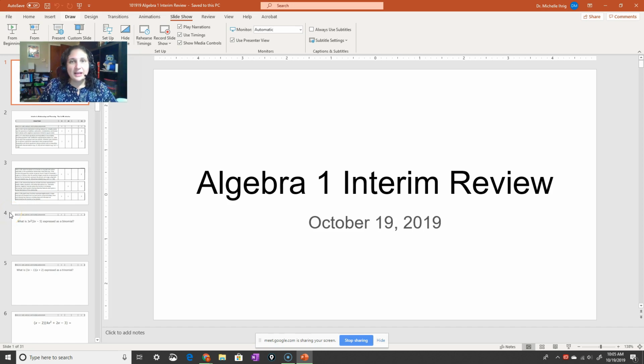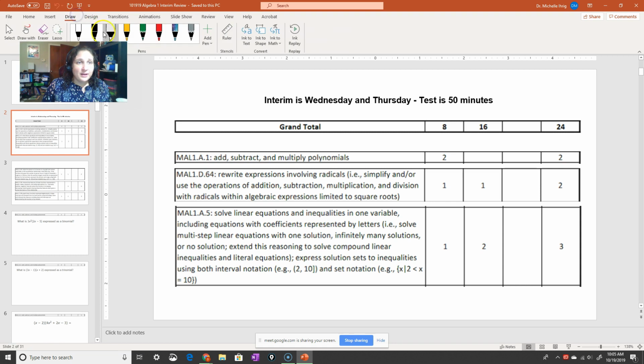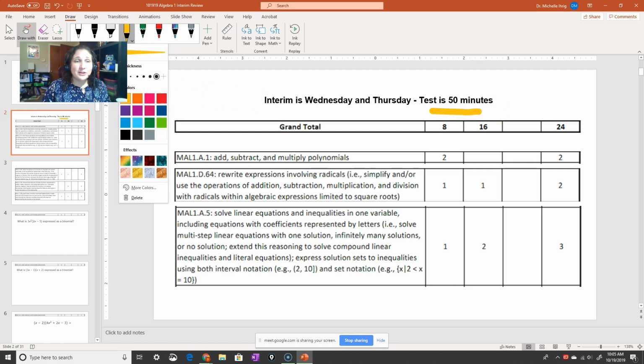And so what we're going to do today is focus specifically on Algebra 1. I went onto something called the blueprint. What the blueprint does is tell us what you need to know and how many questions there are. For example, the test you're taking coming up is 50 minutes long, so you have to answer all of those questions in just 50 minutes.